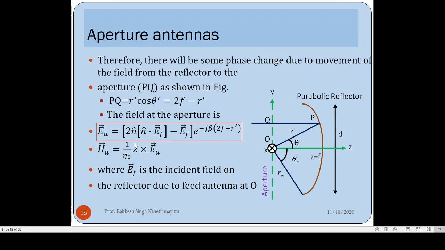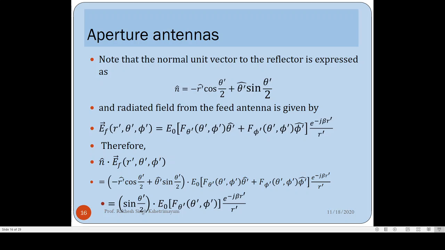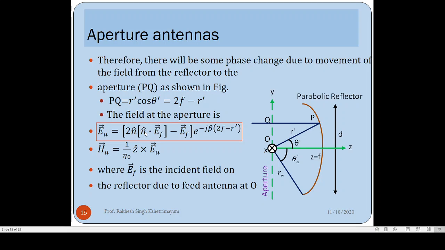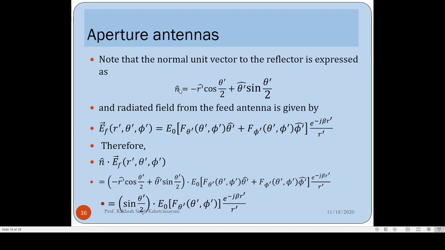This expression is the vector form. I want to find out what is there in the components of this EA and HA. I'm interested in finding the X component and Y component of EA specifically, so that I can take the 2D Fourier transform. So for that, I have already found out the unit normal vector n hat, which was minus r dash hat cosine of theta dash by 2 plus theta dash hat sine of theta dash by 2. This was the n unit vector. So we'll use this relation for the n unit vector.